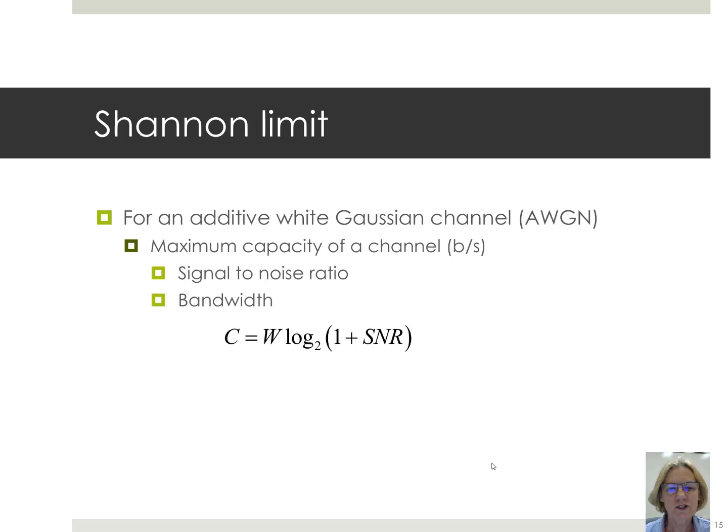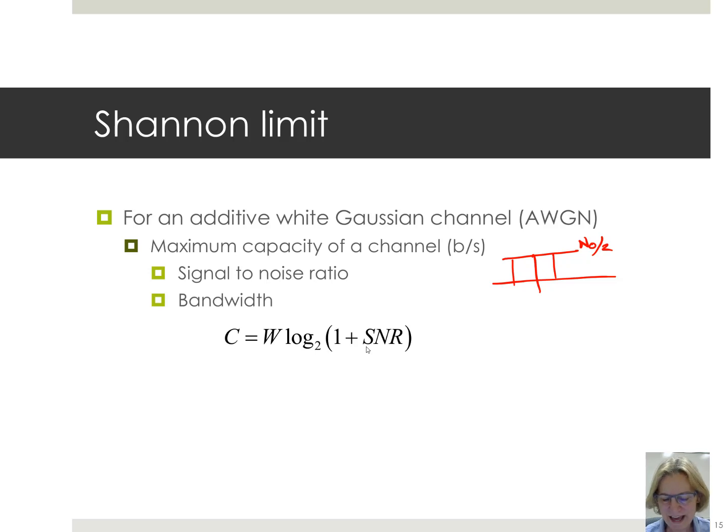So we can do a manipulation of this equation to make it a little bit more meaningful, and I'll tell you why. Because an additive white Gaussian noise channel is a channel where there is a given fixed power spectral density for the noise. It's constant across all frequencies.